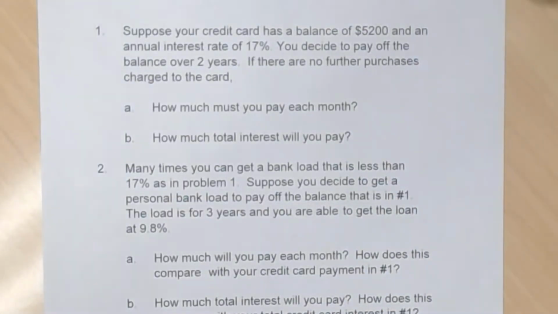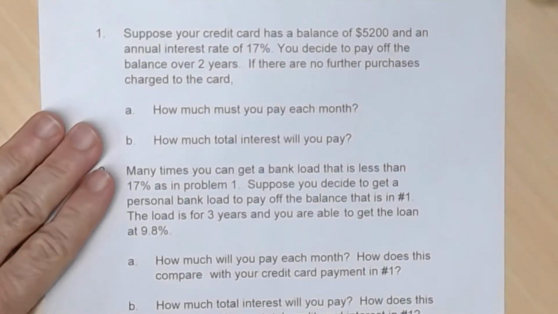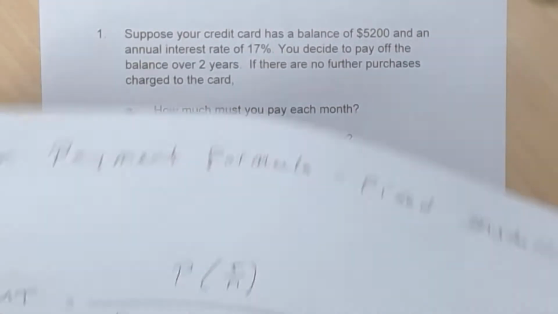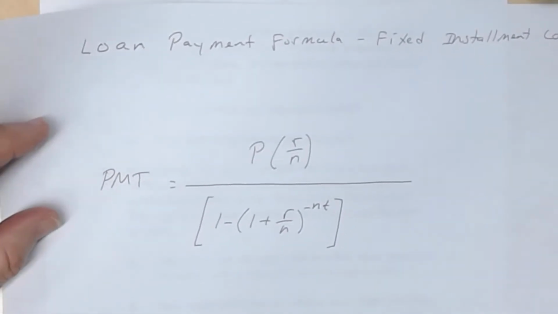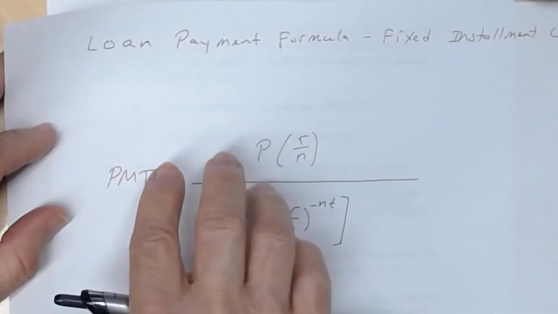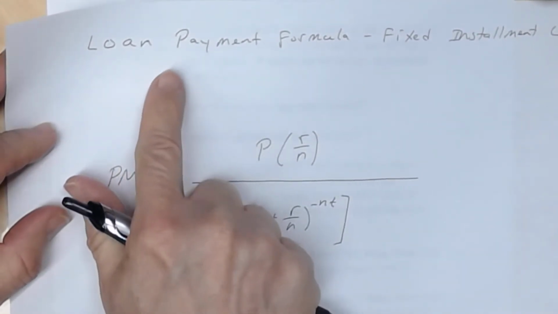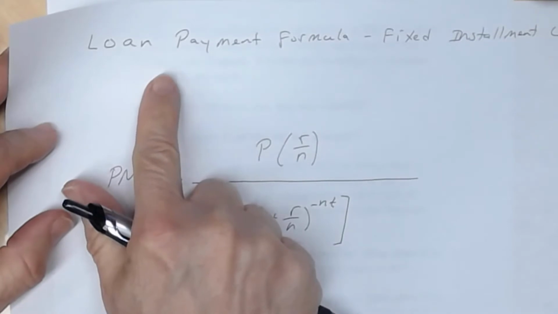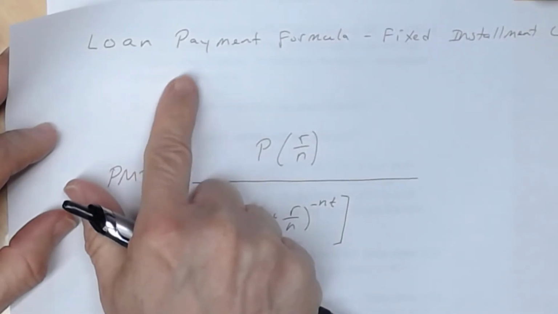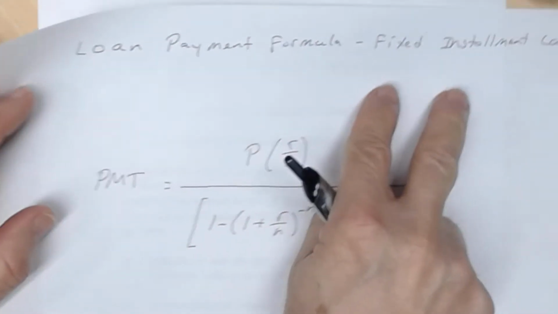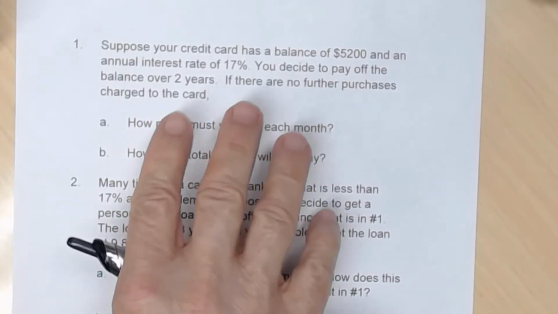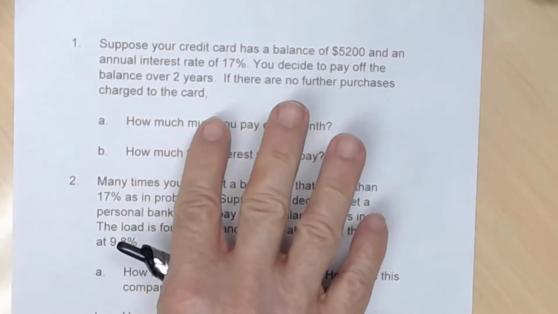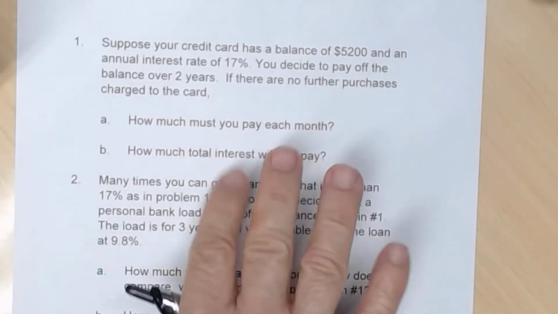Okay, so what we're going to need in example 1 is, again, this formula. Remember, this formula was used to determine the monthly loan payment for a car loan and a mortgage. So it's really used for a fixed installment loan, but when you look at this example, it will apply to this example as well. You're going to see how this is going to work.